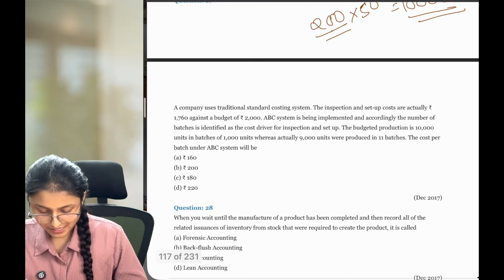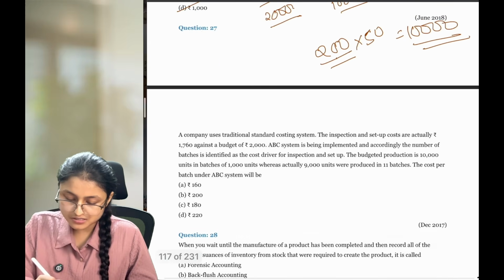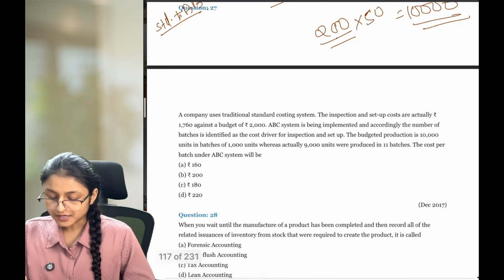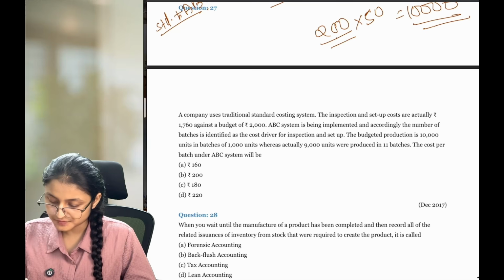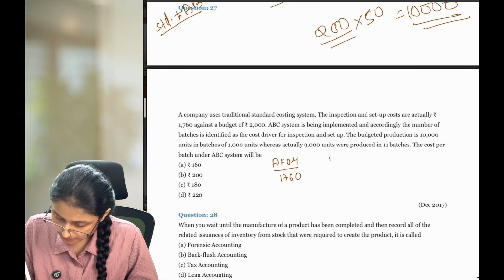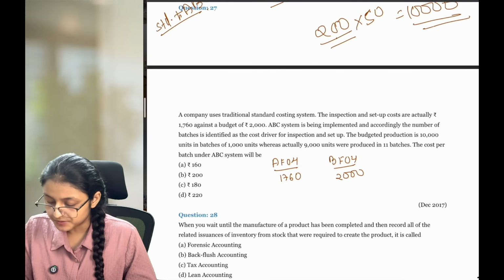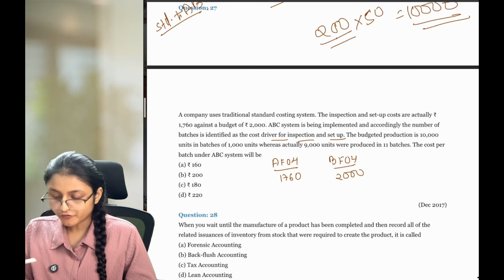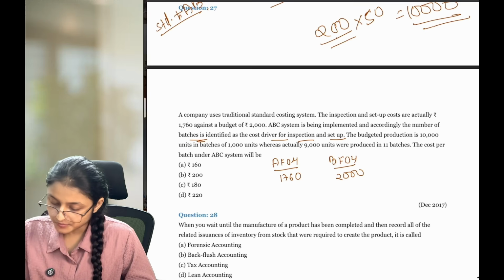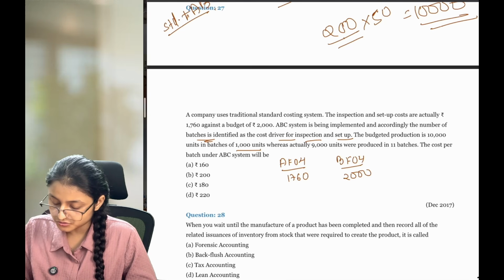Okay? Next, a company uses traditional standard costing system. This is a question of standard costing plus activity based costing. The inspection and setup costs are actual fixed overhead of 1760, but budgeted fixed overhead is 2,000. Activity based costing system is being implemented, and accordingly the number of batches is identified as the cost driver for inspection and setup cost. So for charging your inspection and setup cost, we are using number of batches as the base. The budgeted production is 10,000 units in batches of 1,000 units.